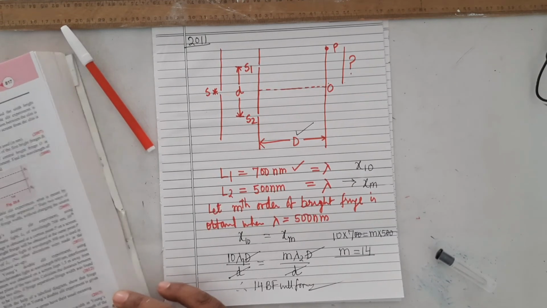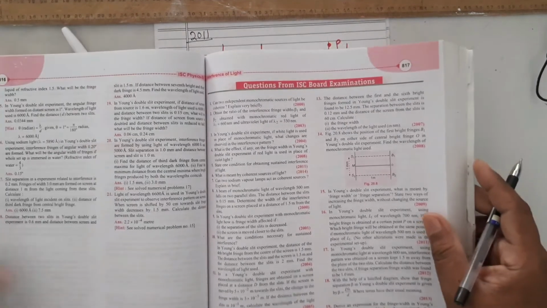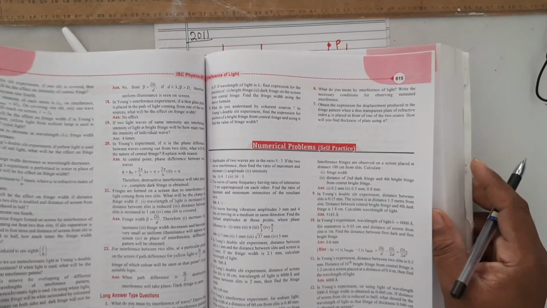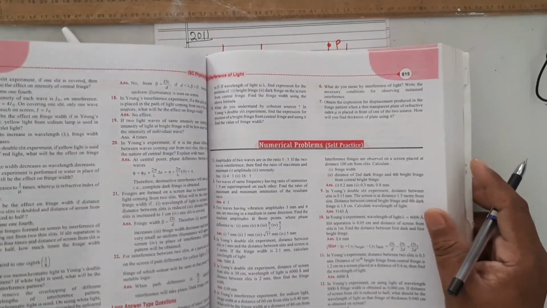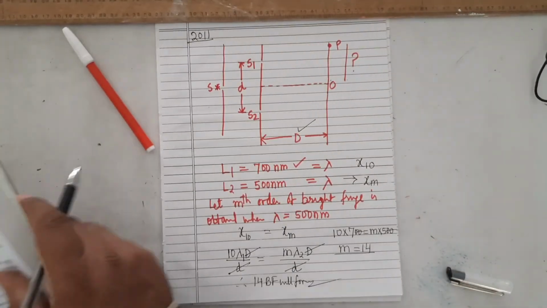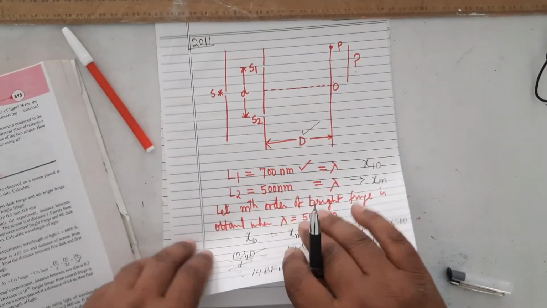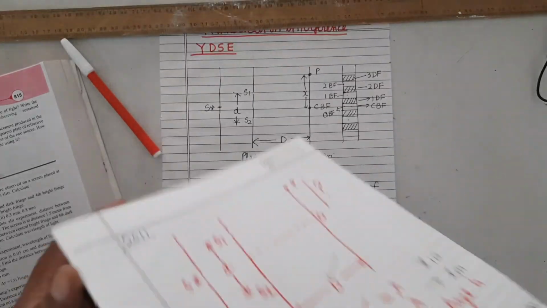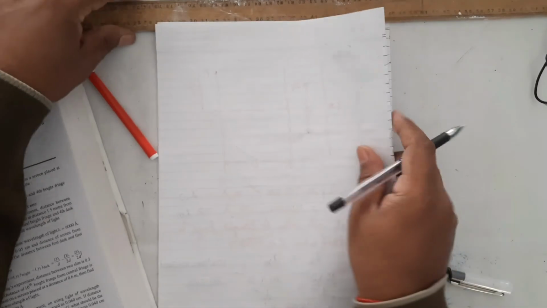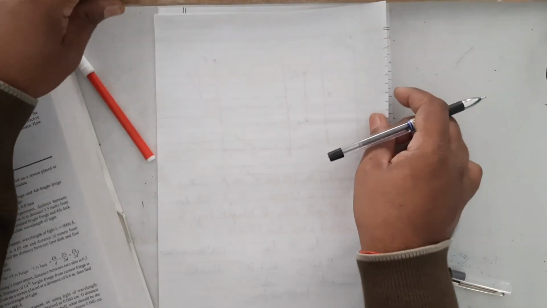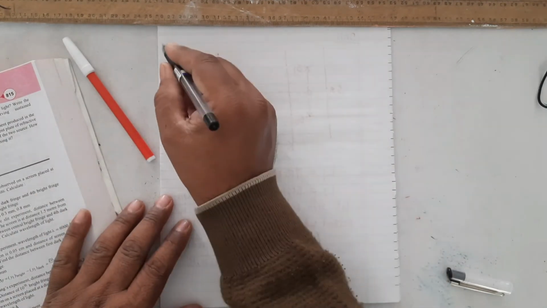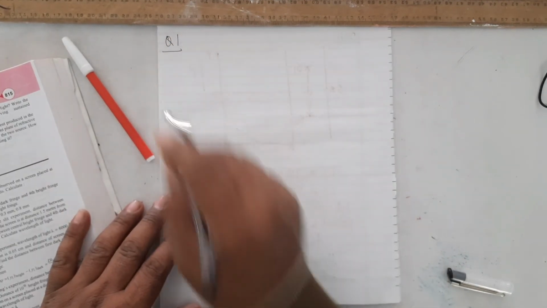So now I have explained many numericals here. You can see some more questions here. Here you can see there is one question, question number 1.